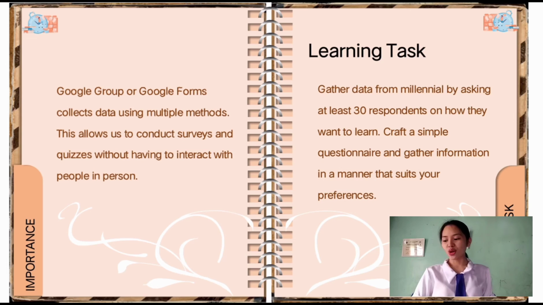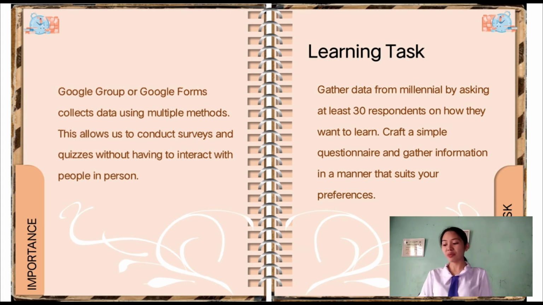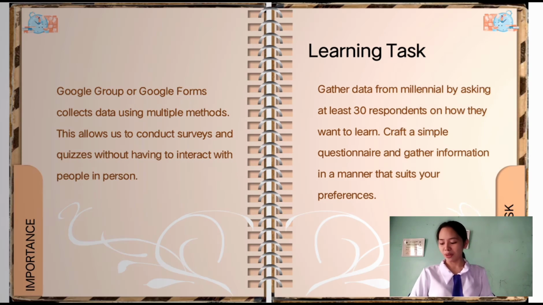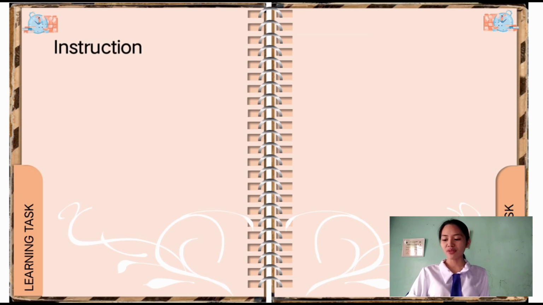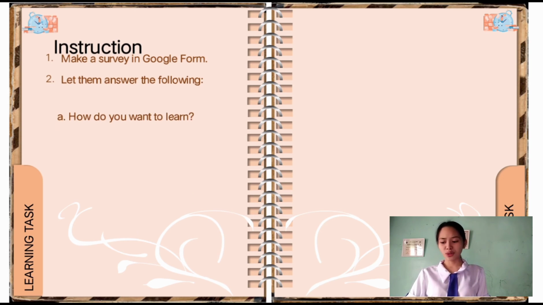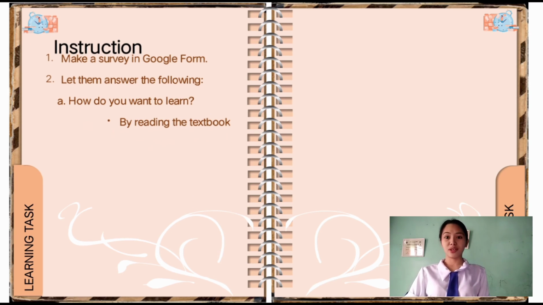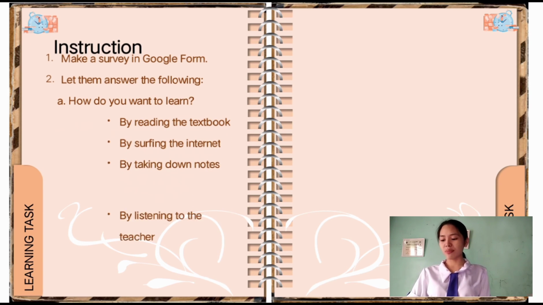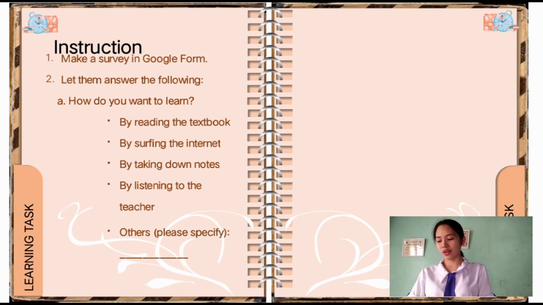Okay, so now let's proceed to the learning task. All you have to do is gather data from millennials by asking at least 30 respondents on how they want to learn. Craft a simple questionnaire and gather information in a manner that suits your preferences. Class, all you have to do is make a survey in Google Forms. We already know what Google Forms is, right? And let them answer the following: How do you want to learn? By reading the textbook, by surfing the internet, by taking down notes, by listening to the teachers, or others.